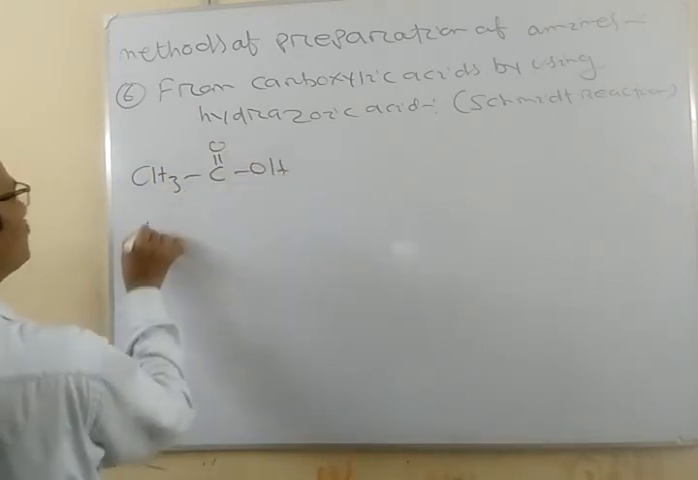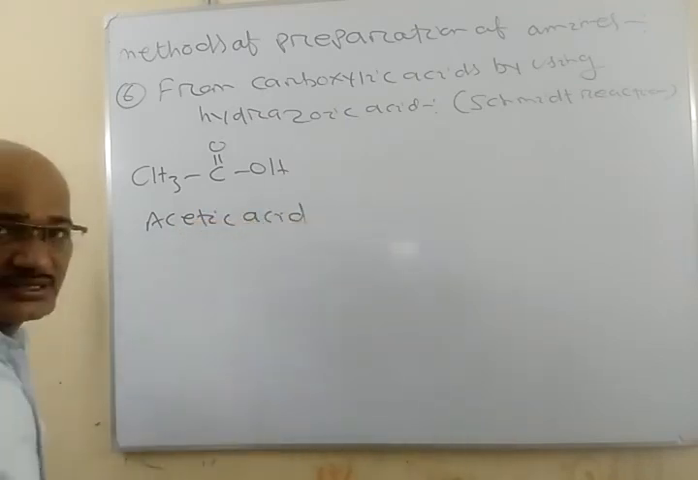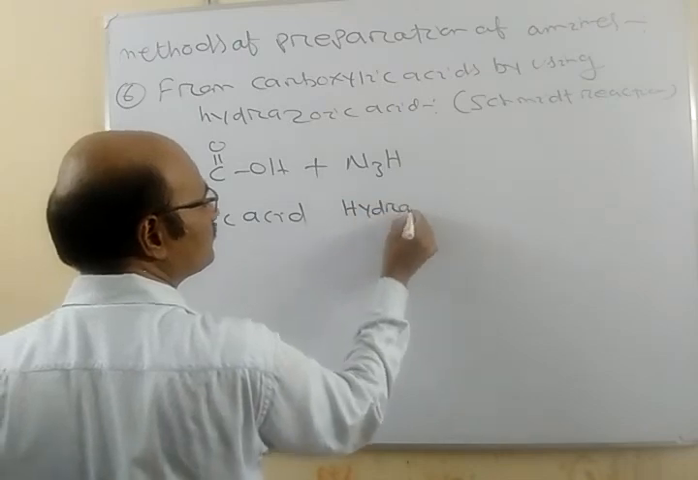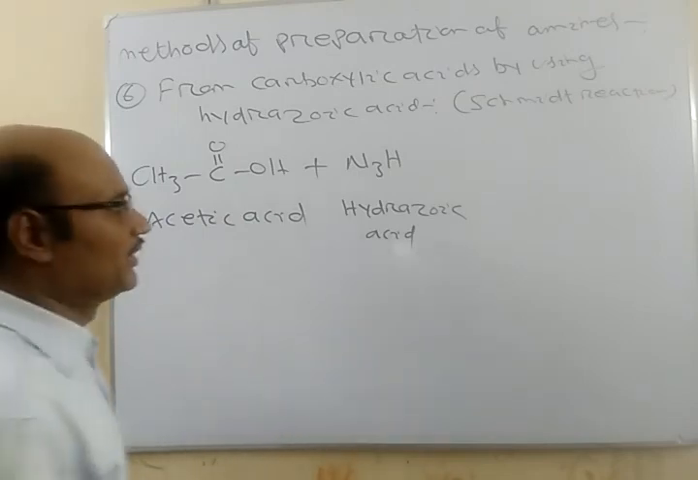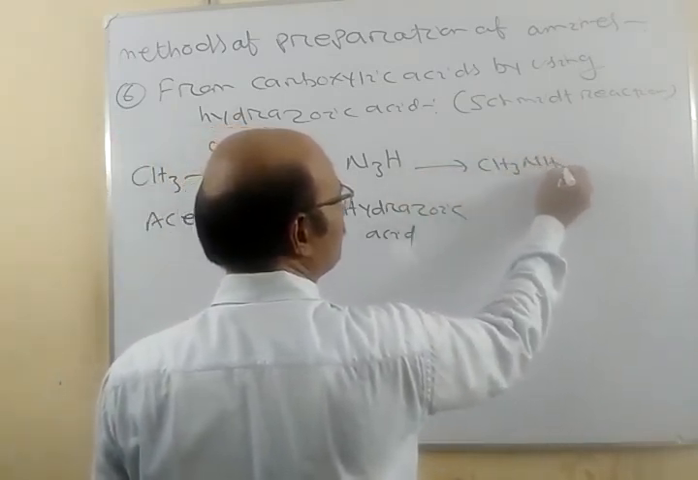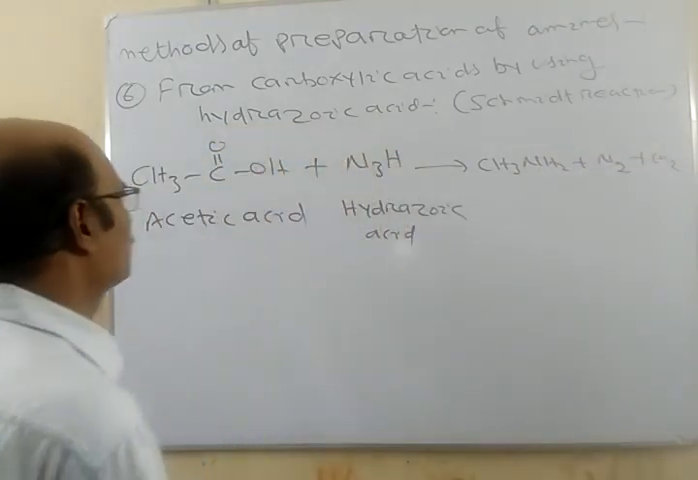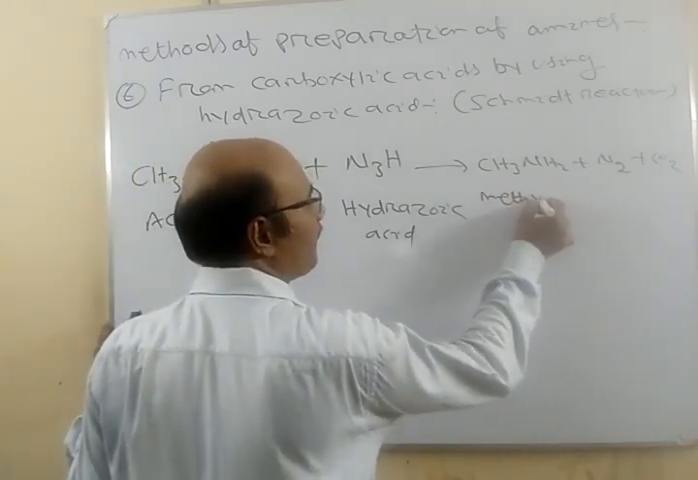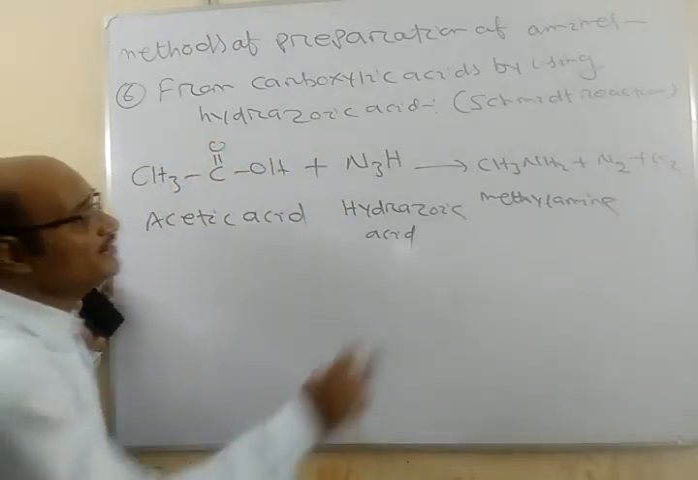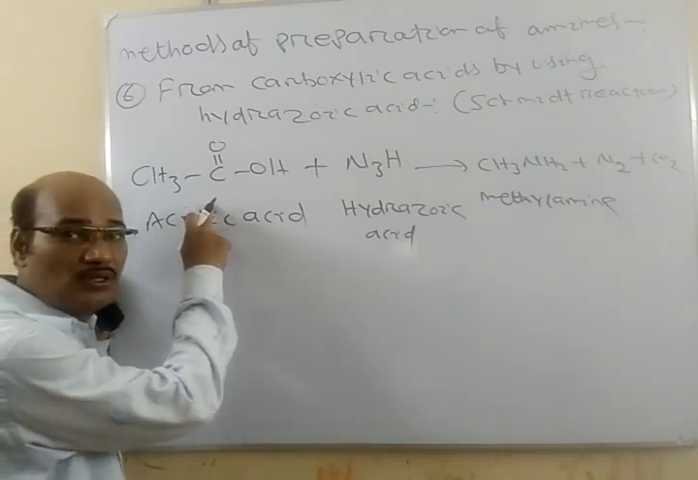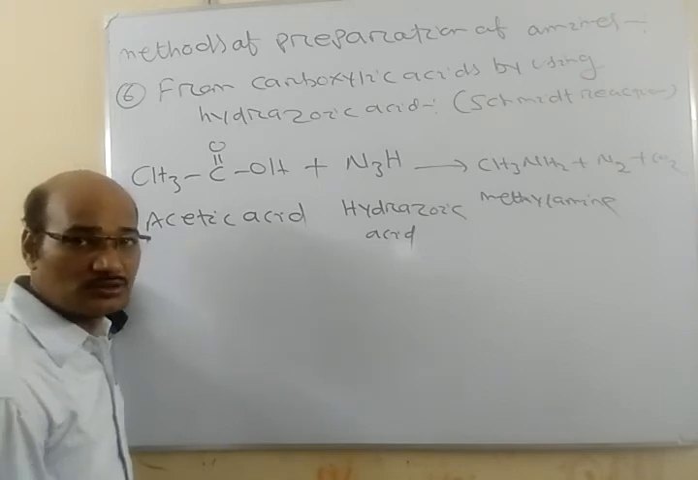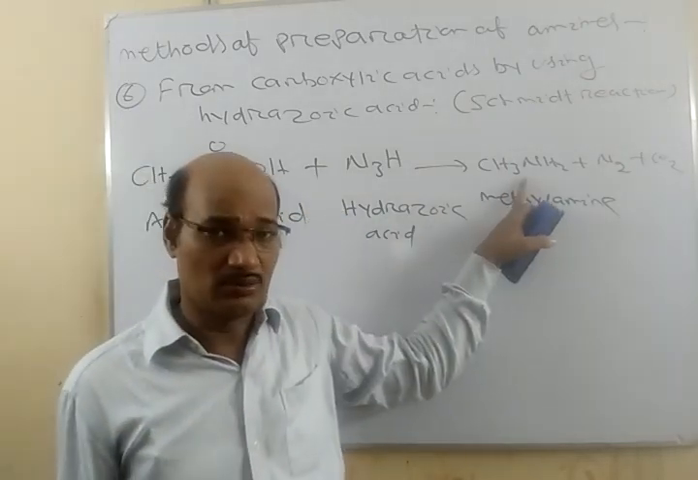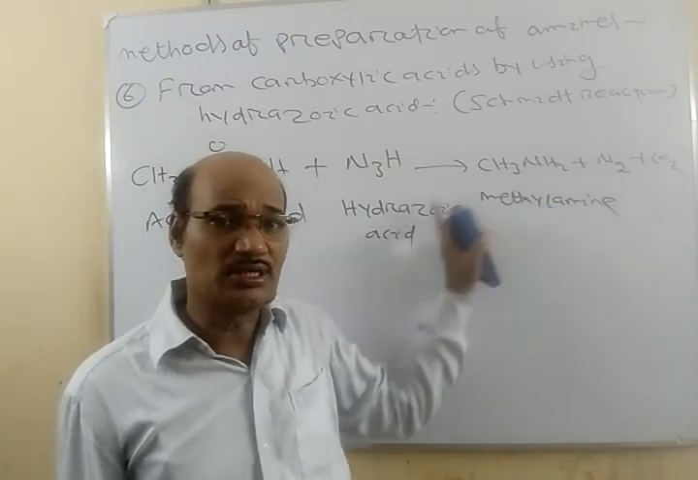So here you see, if I take CH3COOH, acetic acid, plus N3H, hydrazoic acid, you get CH3NH2 plus N2 plus CO2. This is methylamine. So here we are getting an amine having one carbon, but we have taken a carboxylic acid with two carbons. In acetic acid we have two carbons, but with hydrazoic acid we get the amine with one carbon, so the product has one carbon less. So this reaction we can use for step down conversion.